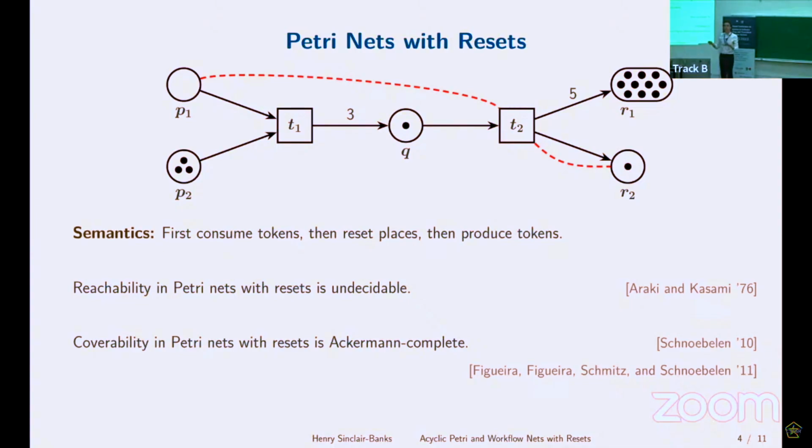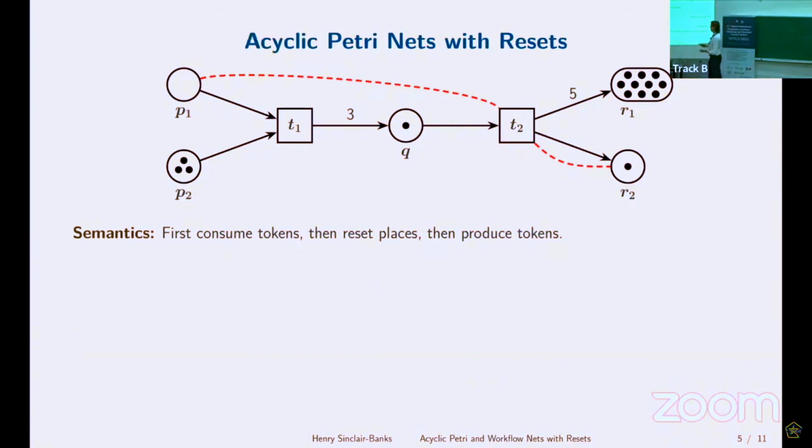Why would you want resets? In some systems, either by design or by accident, you might end up in some configuration that's bad in some sense or not useful. You might want to literally restart a process. It's very natural, and you can't do that in a VAS or a Petri net because you don't have zero tests. You can't come back, test for zero, and then continue. So maybe you just have a button that does reset, and resets model this nicely. But unfortunately, the complexity really jumps. So something's got to give.